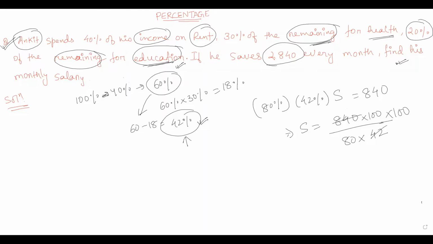So this is 42 times 20. So this 0, 0, and this is 4, and this is 25. So 25 times 100. So that would be 2500. So we can say that the total monthly salary of Ankit is 2500 simply by using the concept of percentages that we have learned so far.